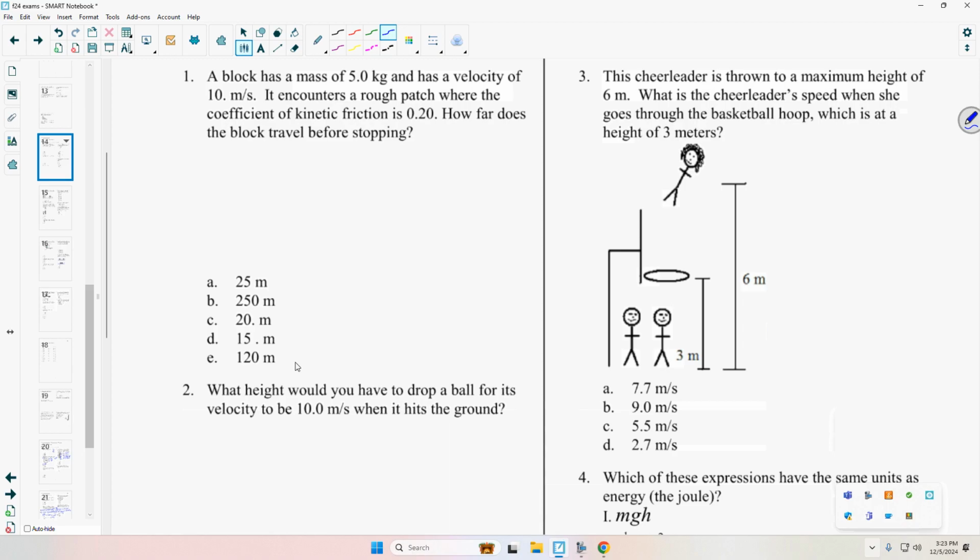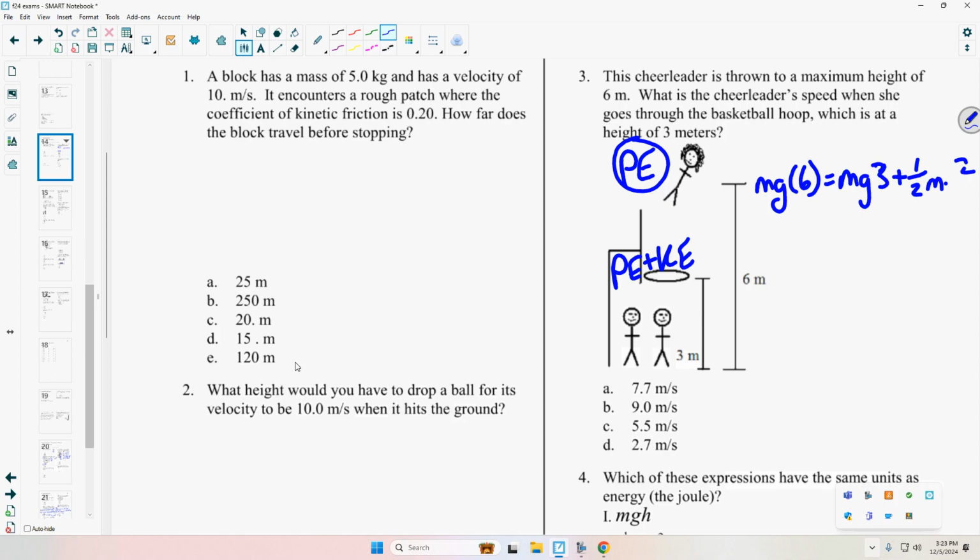Okay, so this one with the cheerleader? I want to know her speed when she goes through the basketball hoop. So understand what types of energy she has at various places. Here she has only potential energy, and here she has potential energy plus kinetic energy. And those are going to be equal to one another. So mg times 6 is equal to, that's the potential energy, mgh, I just put in the h, is equal to mg times 3 plus 1/2 of mv squared.